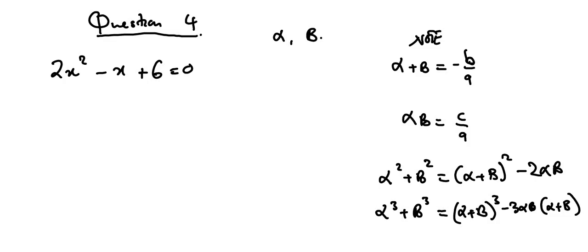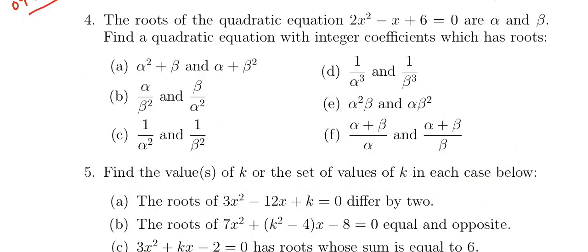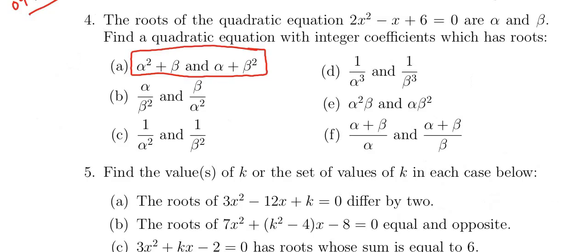So now they want us to create another quadratic equation whose roots are as follows. The first one, they're saying whose roots are this one here. So this is a whole different quadratic equation that we want to create. The best way to go about it is by getting the sum. The sum is simply alpha squared plus beta, and plus the other one is what? Is alpha plus beta squared, right? Because that's what they've given us. This is the first root, this one here, and then this is our second root.